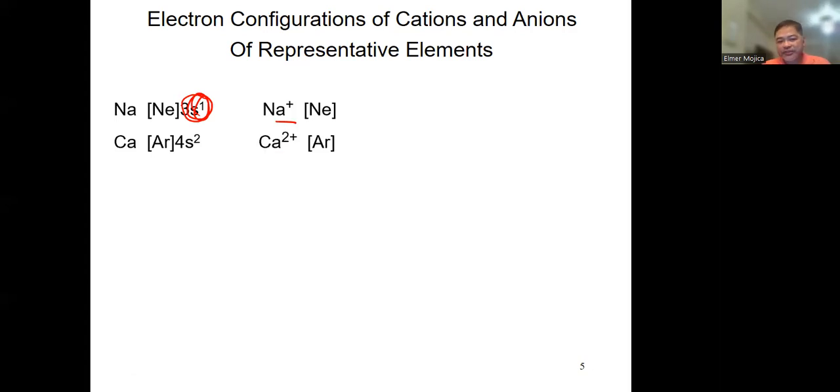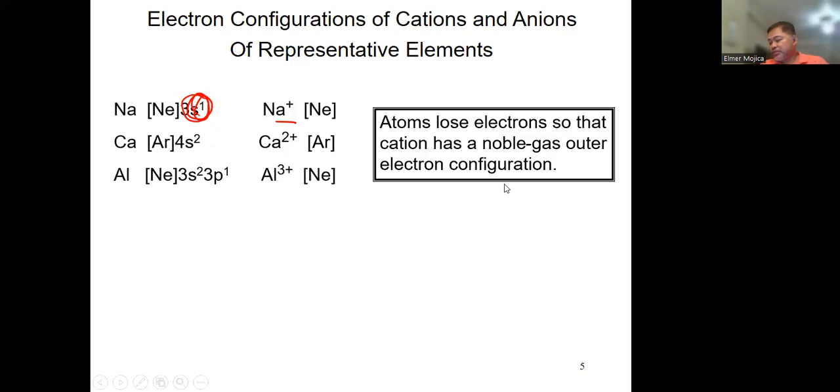So if you remove the negative electron, it becomes positively charged. And if that happened, there's no electron in the 3s orbital. And the electron configuration now is similar to that of the noble gas preceding sodium. The same thing with calcium. If you remove 2 electrons, you lost the electrons in your outermost orbital, and you have an electron configuration of the noble gas before it. The same thing with aluminum. Atoms that lost electrons to form a cation have a noble gas outer electron configuration. And that is good because when they become ions, they become more stable. Their electron configuration is similar to the noble gas.